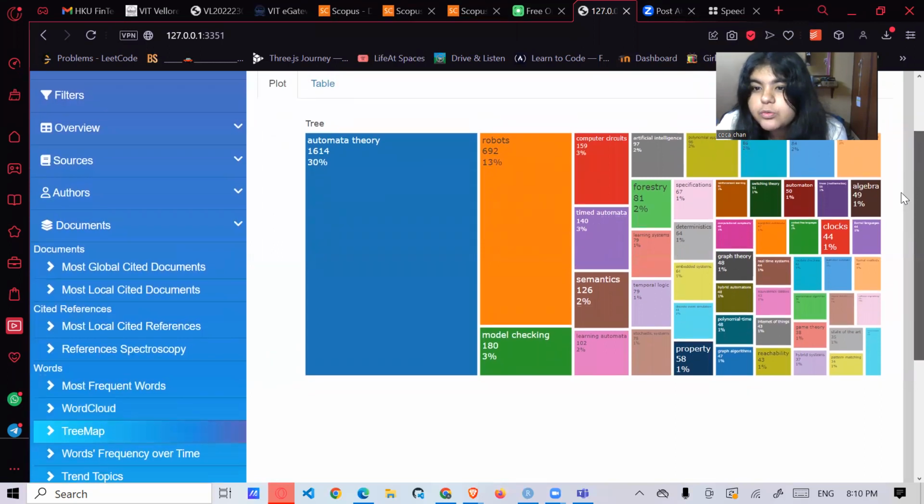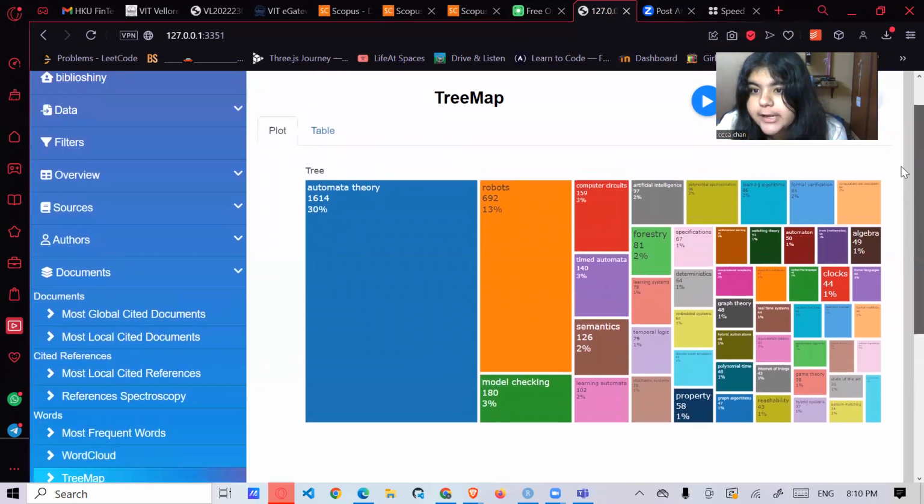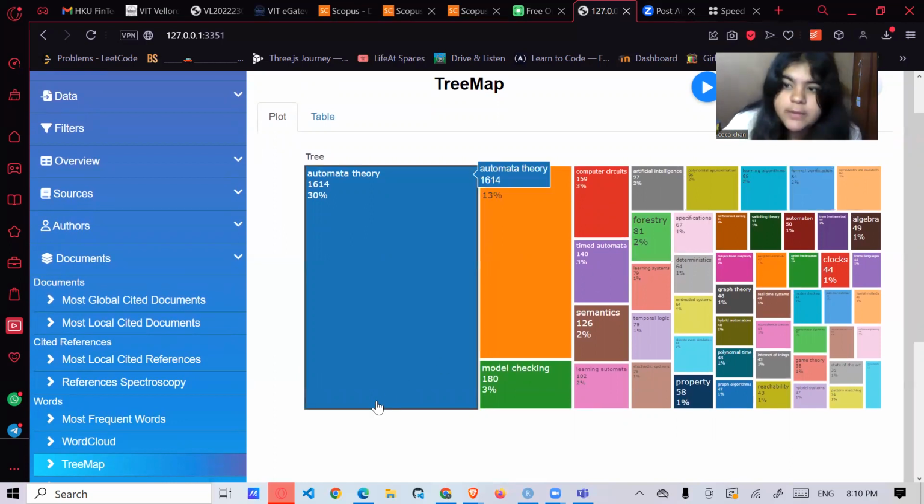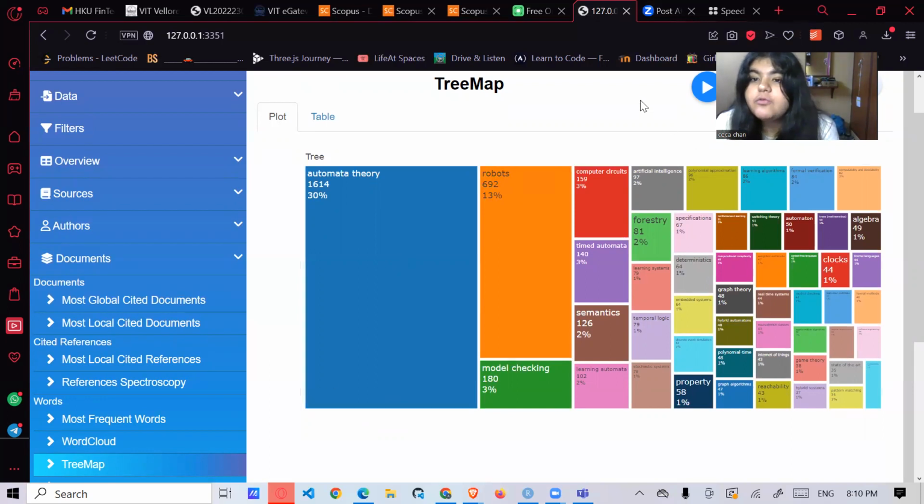This is comparatively better than a word cloud, but it depends on who your audience is. If you are going to talk to a little child who is still in school, or a complete layman who does not want to go in depth and just wants an overall idea, you can just show them a word cloud and they will get an idea. If a person wants to go a little deeper, they would probably see a tree map, because now you see that 30% of what you are talking about is automata theory, 3% is model checking, and 2% is semantics.